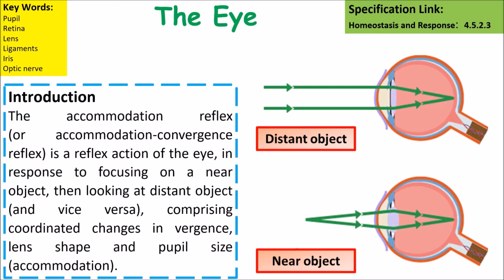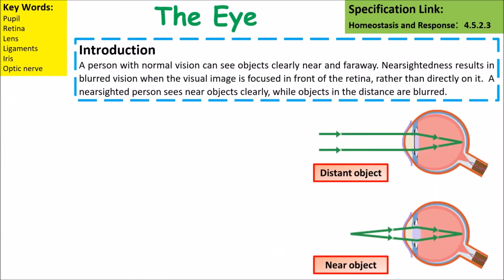The accommodation reflex is a reflex action of the eye in response to focusing on a near object, then looking at a distant object or vice versa. A person with normal vision can see things clearly when things are close and when they're far away. Nearsightedness results in blurred vision when the visual image is focused in front of the retina rather than directly on it. So a nearsighted person sees near objects clearly, while objects in the distance are blurred.